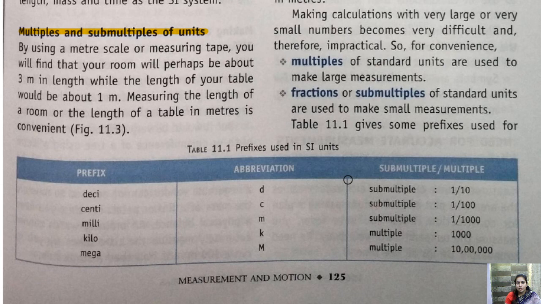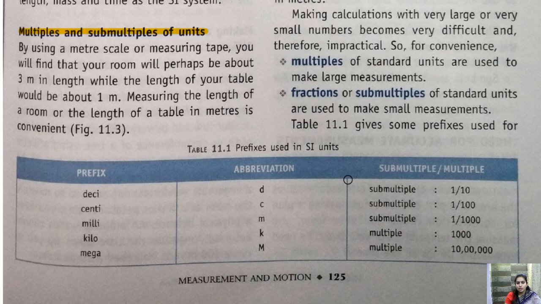So what is multiple here? Multiple here is multiplying. Whenever we multiply, the unit always increases. Submultiple means we are dividing, so the unit will decrease. So multiple means when we have to calculate a longer distance, we will multiply. If we have to calculate a smaller distance than this centimeter-long scale, then we will divide. So these are the units.